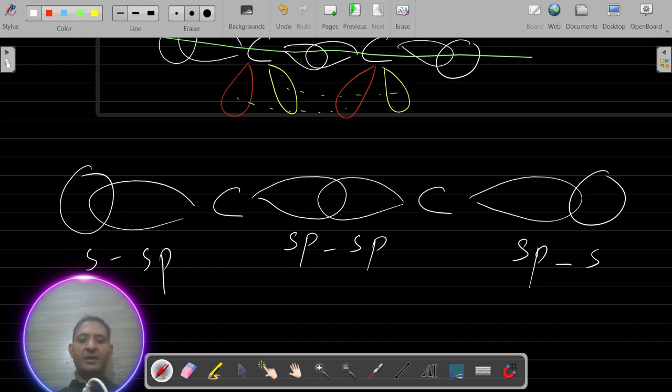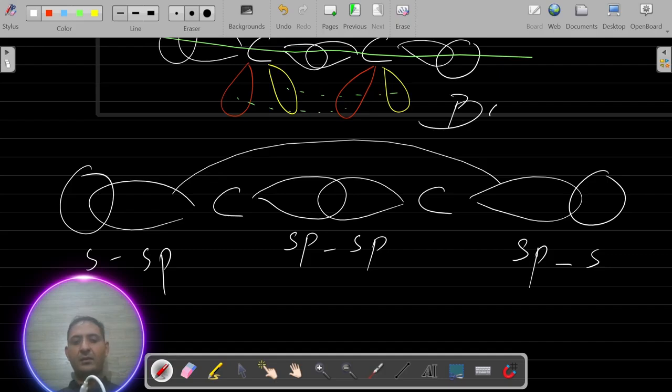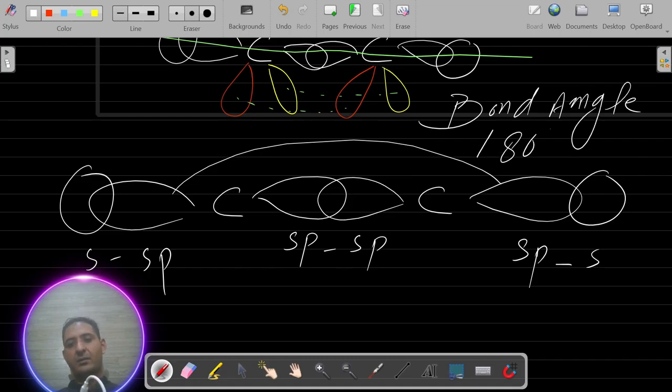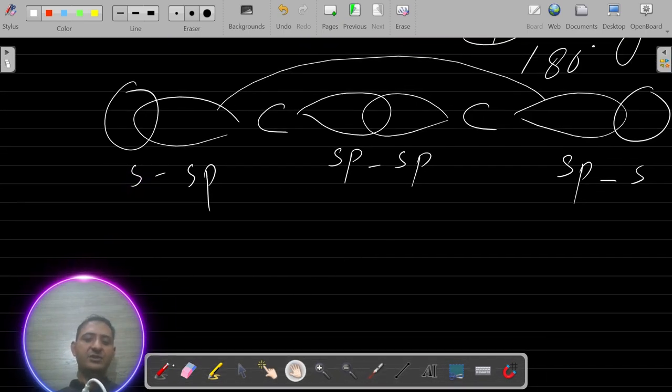So what's the bond angle? You can notice the bond angle is 180 degrees. And what's the shape of this molecule? It is a linear shape. Okay, it is linear.